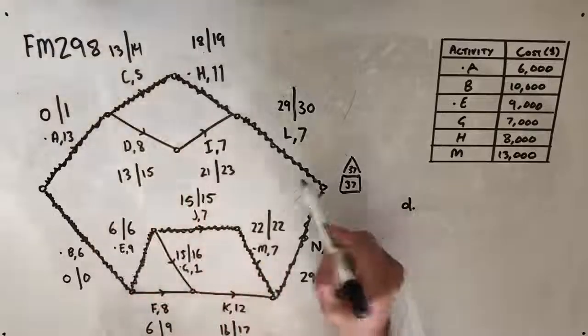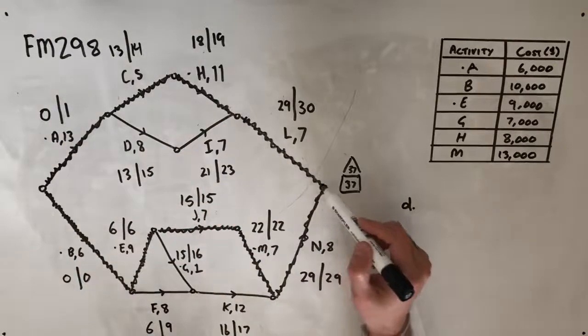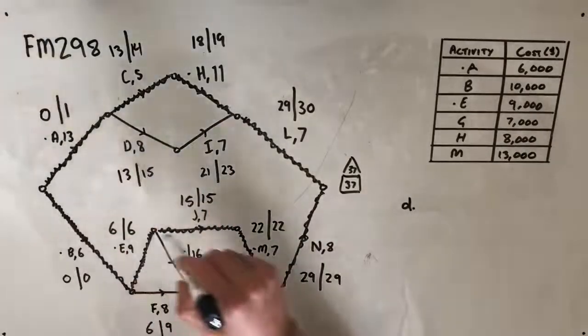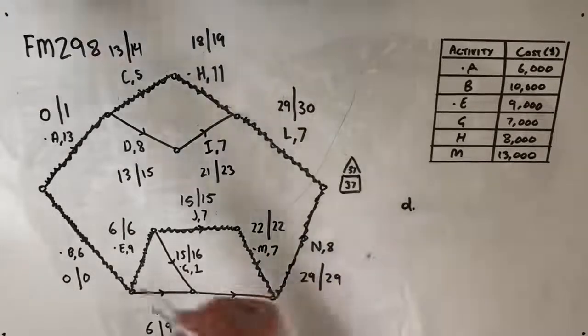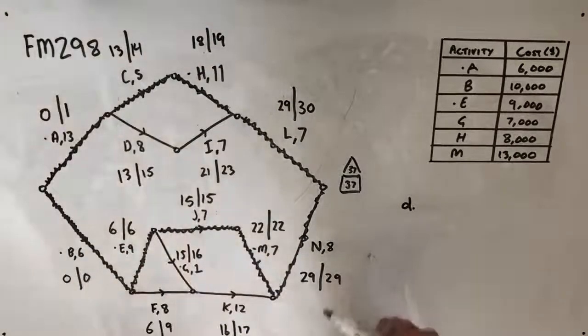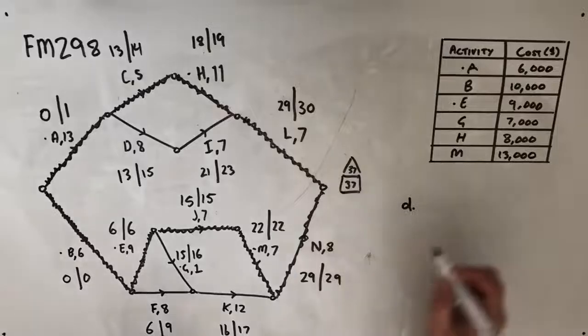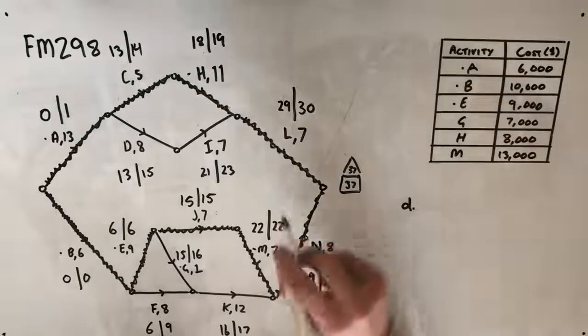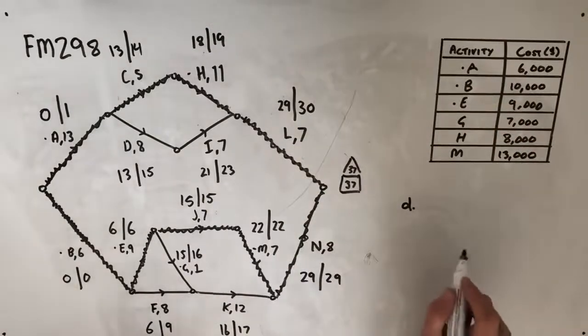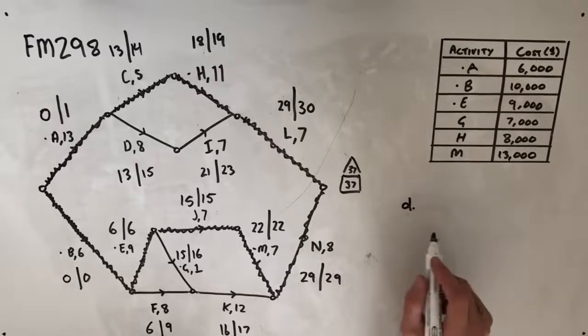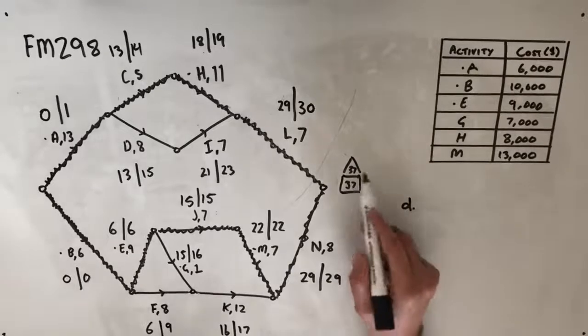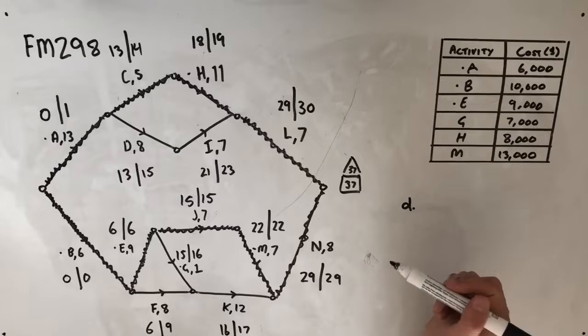In order to make sure that my crash along this line doesn't end up just making this other critical path the only critical path, I need to also reduce something from the other side. So in this case, I'm going to reduce B by 1 day as well, because it's my next best option. So at this stage, we should be down to 35 days in the minimum completion.